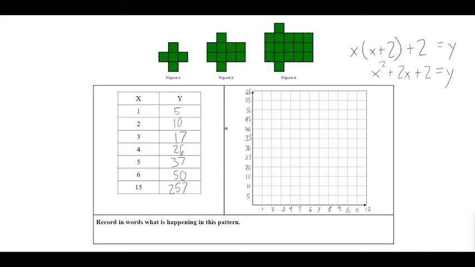Graphing this using these ordered pairs, we put our first dot at 1, 5, and then we go to 2 up to 10, 3 up to 17. If you'll notice, I haven't done the y-axis by 1 like I've done with the x-axis.